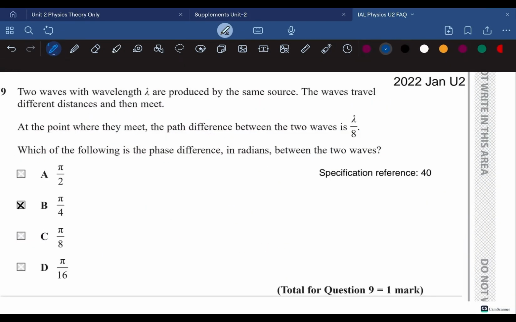Two waves with wavelength lambda are produced by the same source. The waves travel at a different distance and then meet. At the point where they meet, the path difference between the waves is lambda by 8. Now they have asked what will be the phase difference in radians between these two waves at that point. We know the path difference is always denoted in lambda, right? And the phase difference is always denoted in radians.